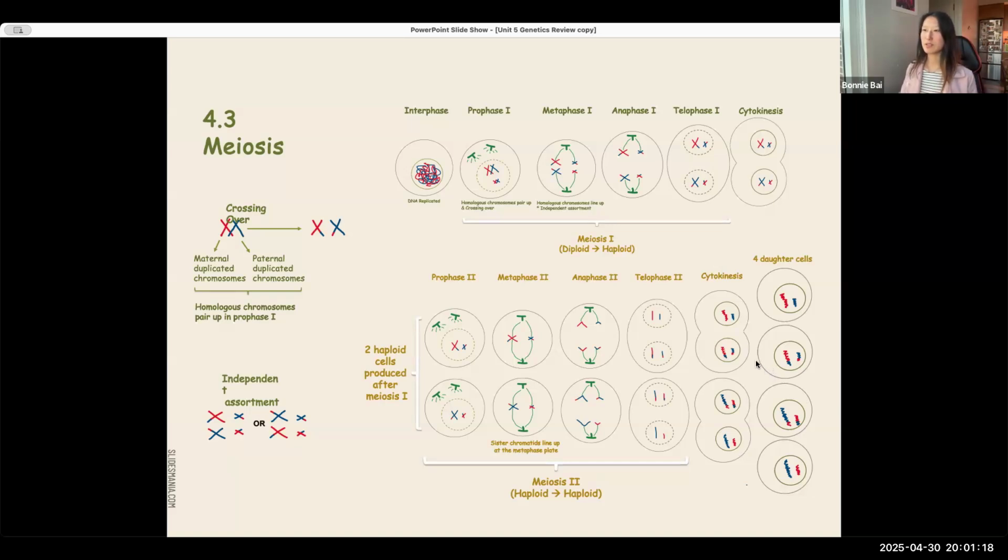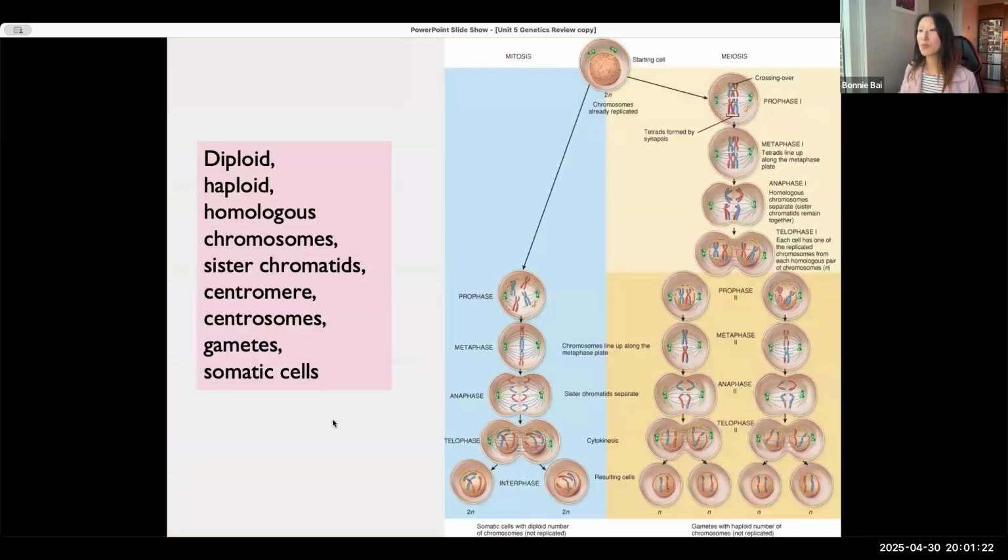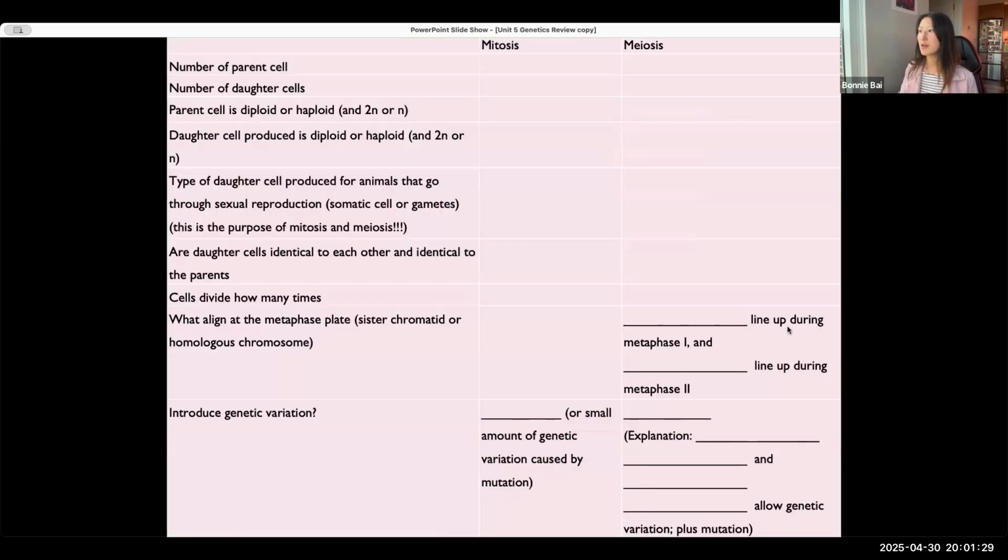Any questions about meiosis? Okay. Diploid, haploid, we saw all this. Somatic cells and gametes. Somatic cells are body cells, gametes are gametes. All the rest of the words are good. Just a comparison chart that we did in class once upon a time. You should be able to answer it with no problems.